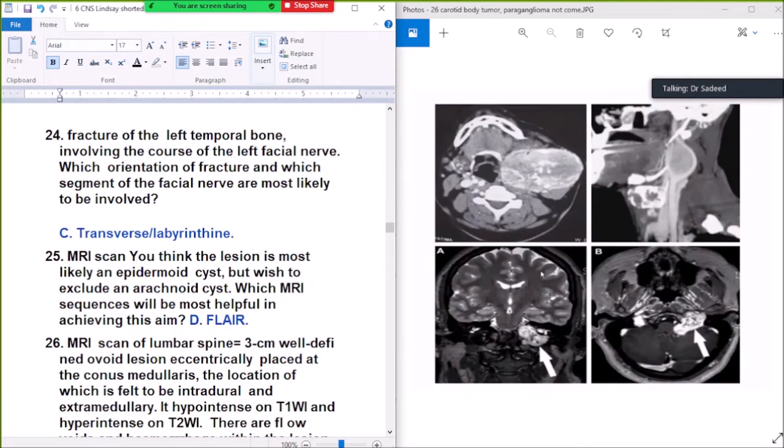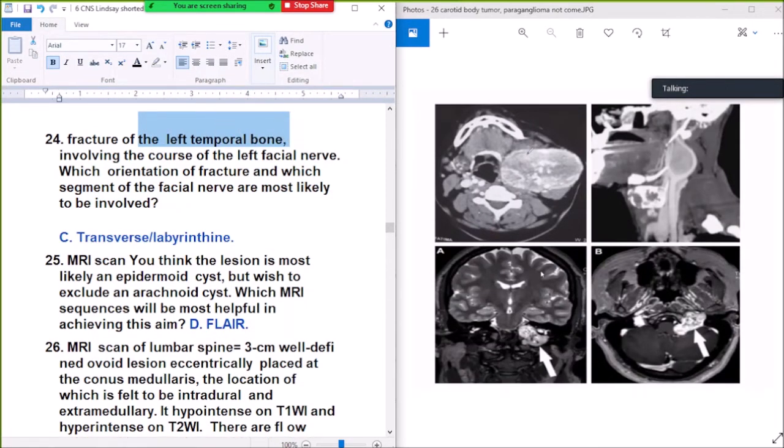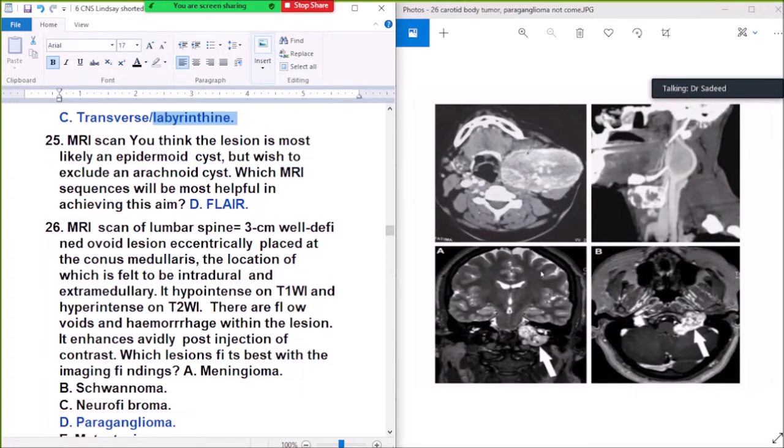Number 24. Fracture of the left temporal bone involving the course of the left facial nerve. Which orientation of fracture and which segment of the facial nerve is most likely to be involved? A transverse fracture of the left temporal bone causes damage to the labyrinthine portion of the facial nerve. Transverse fracture, labyrinthine facial nerve.